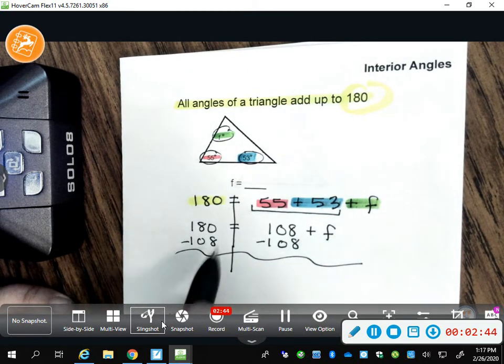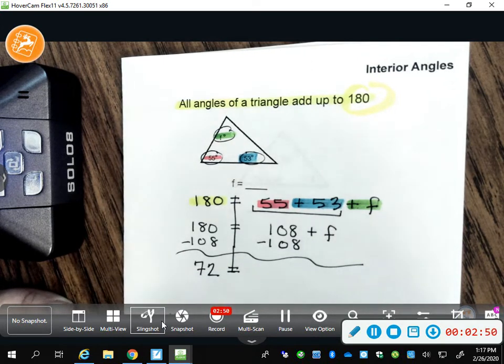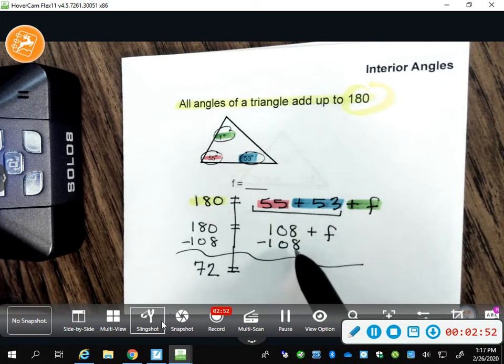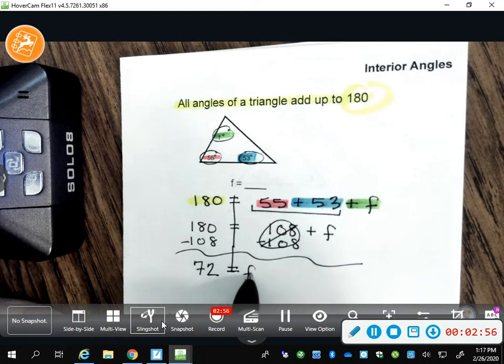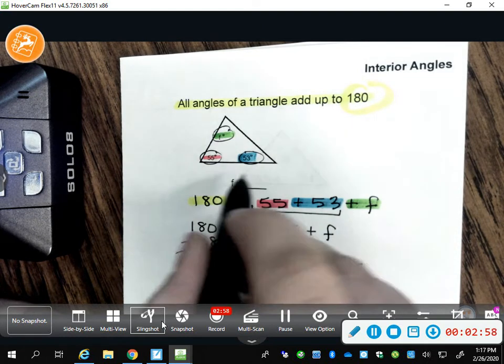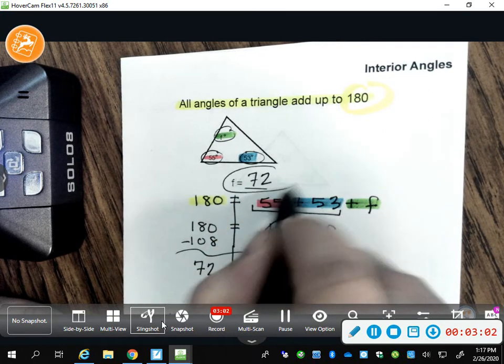On the left side, 180 minus 108 is 72. My equal sign is in the middle. 108 minus 108 makes 0. So I'm left with just F on the right side, and now I've solved for angle F. And F is 72.